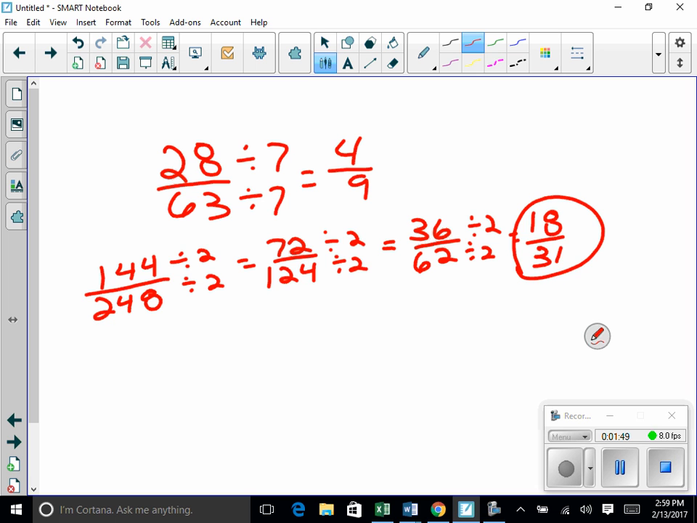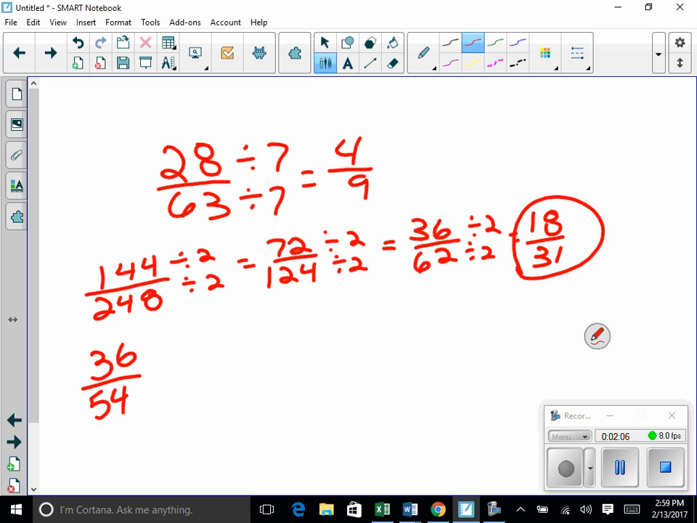And how do I know that I'm finished? Anything that is a factor of 18 cannot go into 31. 31 is a prime number, and there's nothing else but 1 and 31 to go into it. Okay? And the last one, 36 over 54.